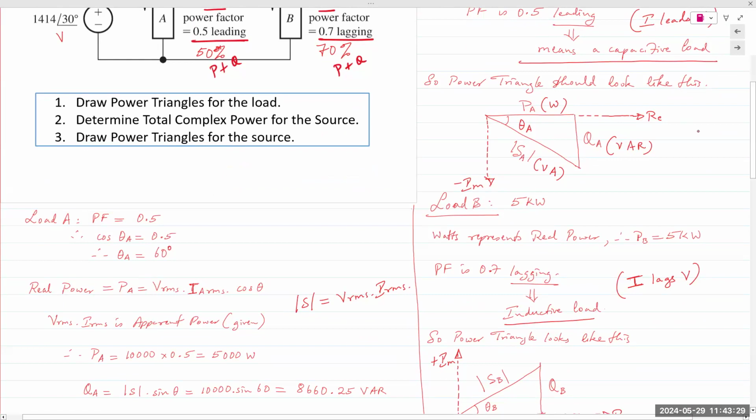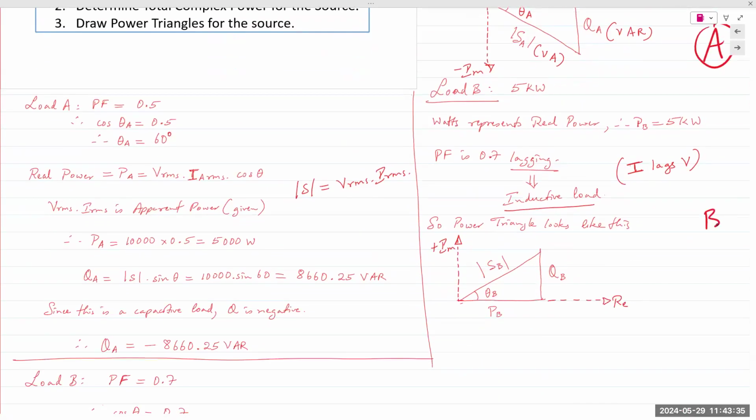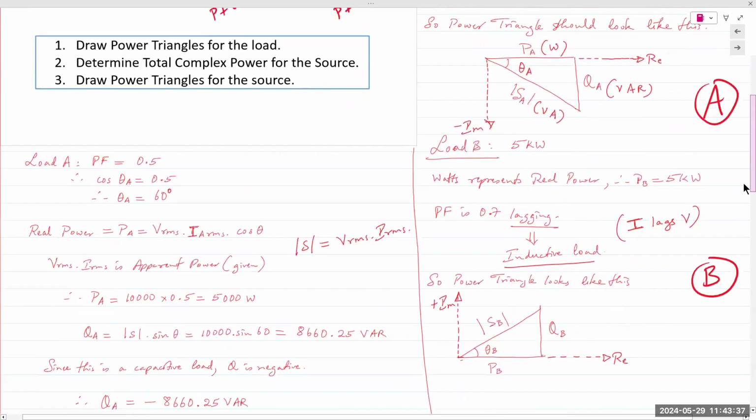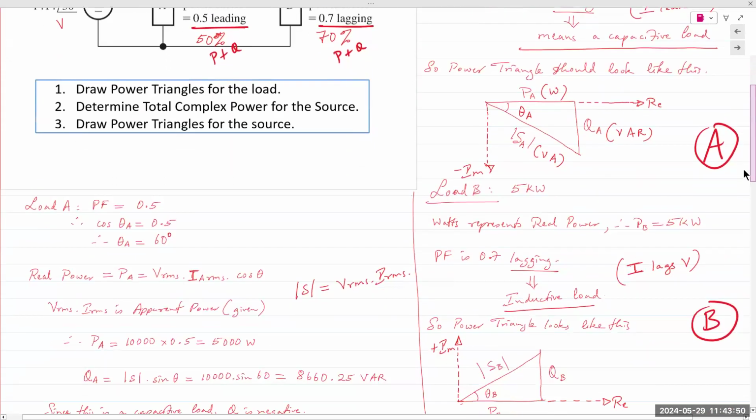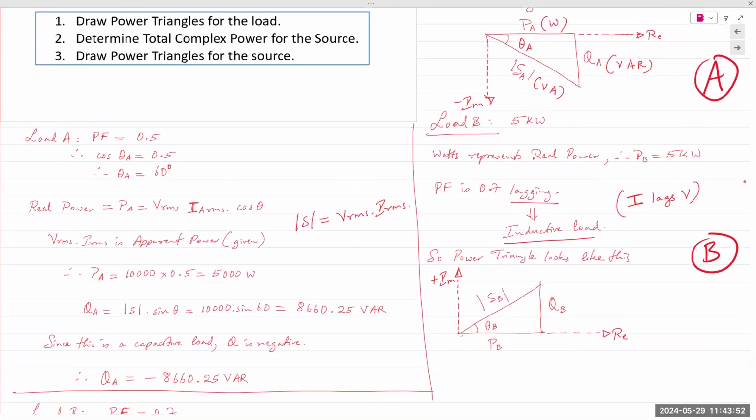A, of course, is a subscript for element A. And then this, of course, is for B. So kilowatts is for B, not for A. So 5 kilowatts is associated with B. So PB is given to us. And we found theta B from cosine of theta. And then we can calculate QB and SB, or magnitude of SB.